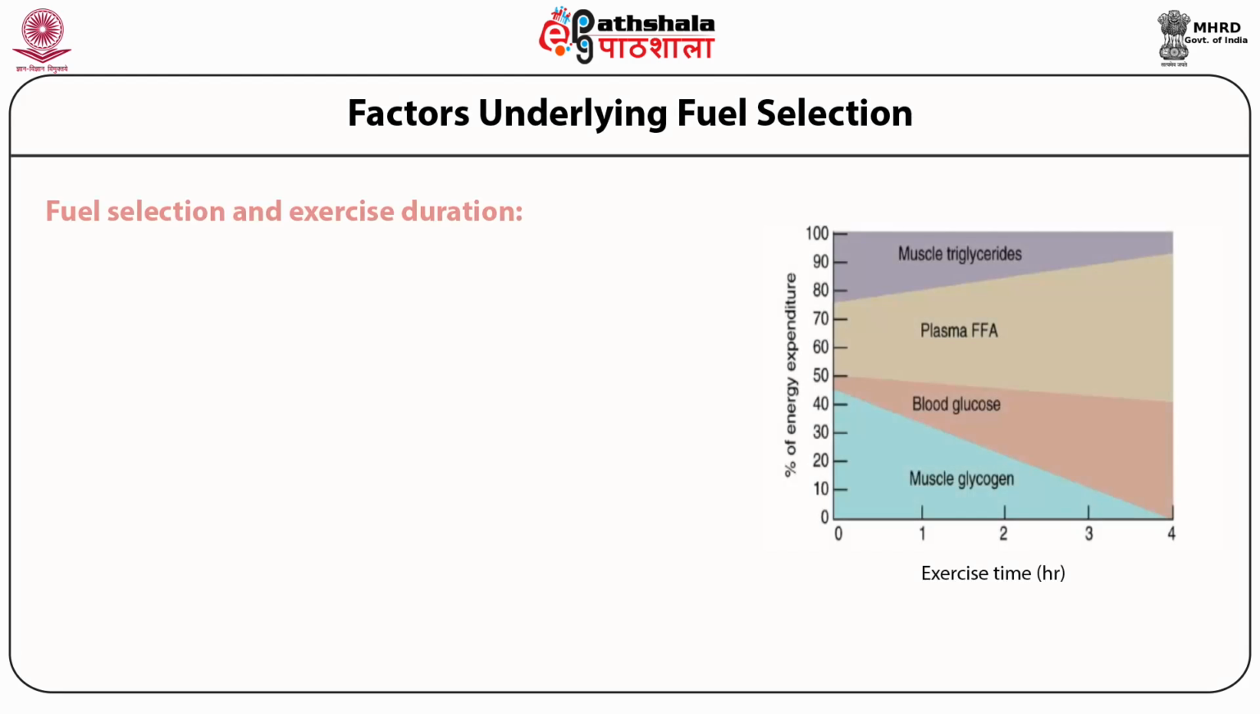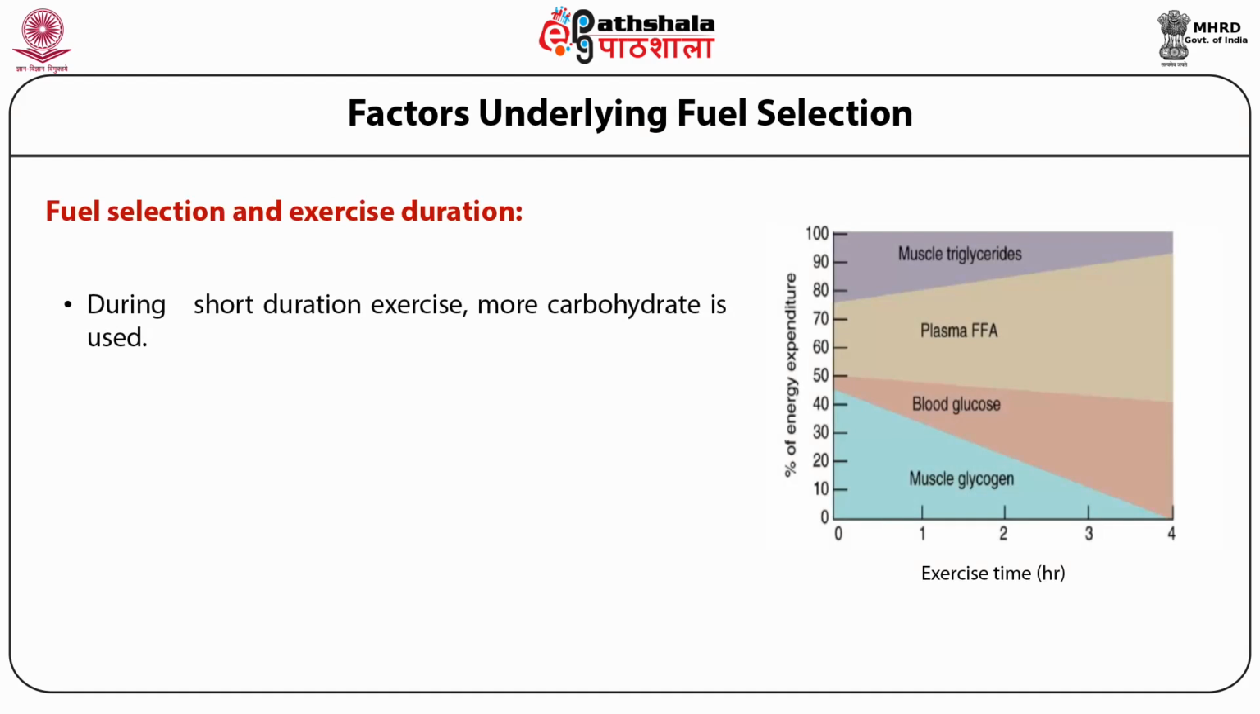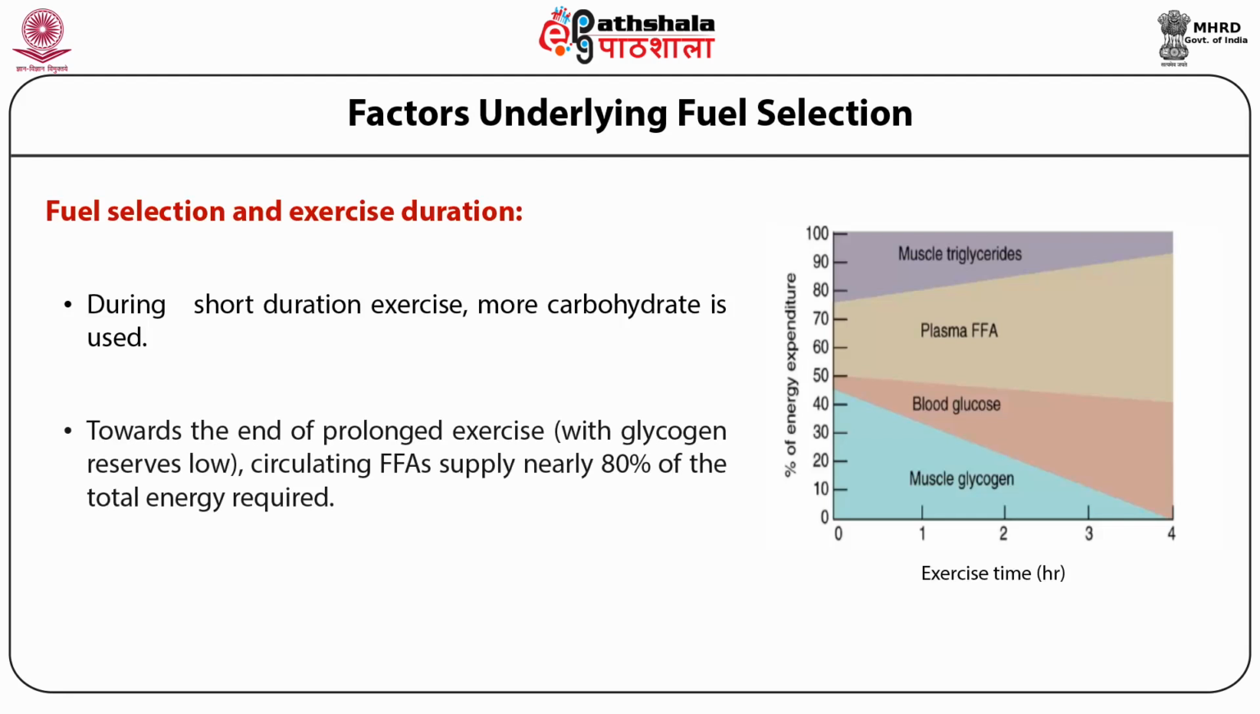The next factor is the fuel selection and the exercise duration. During short duration exercise, more carbohydrate is used. Muscle glycogen is used first, followed by the blood glucose. During longer duration exercises, more fat is used. The fat oxidation gradually increases as exercise extends to 1 hour or more, and glycogen depletes. Towards the end of prolonged exercise, with glycogen reserves low, circulating FFA supplies nearly 80% of the total energy required.